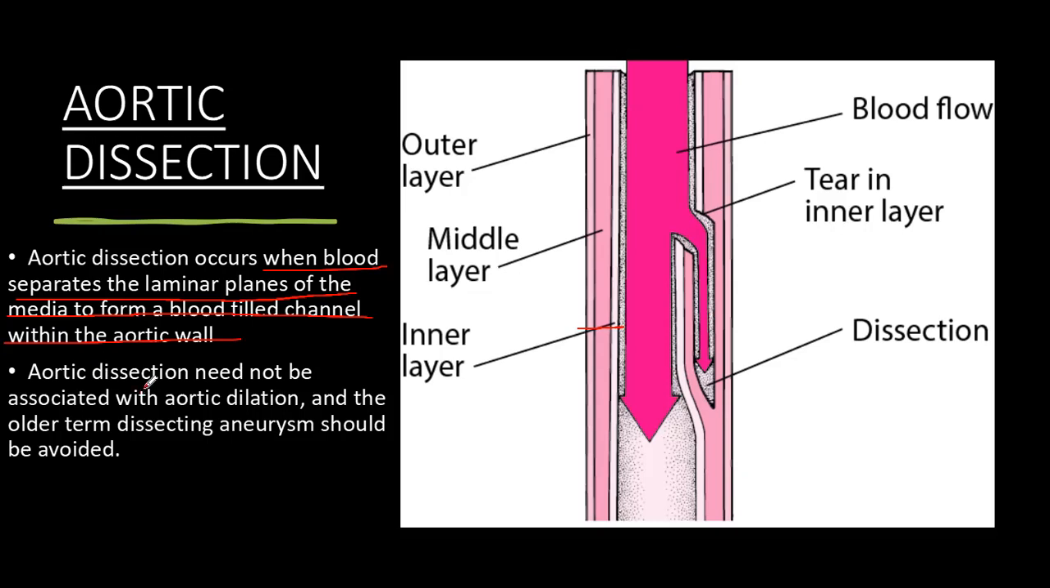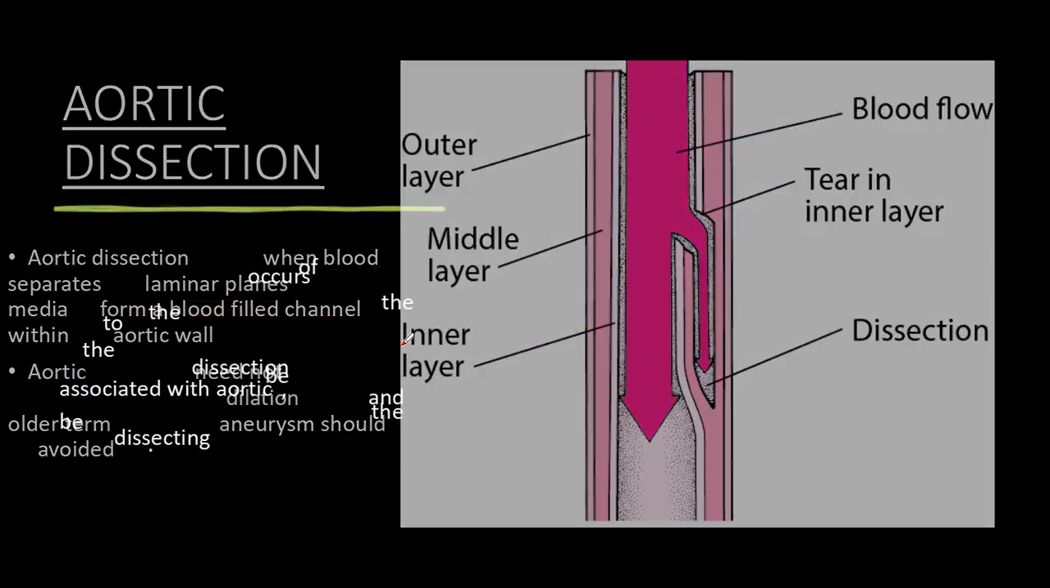Now note this: an aortic dissection does not need to be associated with an aortic dilation or an aneurysm. So the older term dissecting aneurysm is avoided. You can have a dissection with no dilation. That is why the term dissecting aneurysm has been dropped, and now aortic dissection is the one in use. Now, let's move forward.